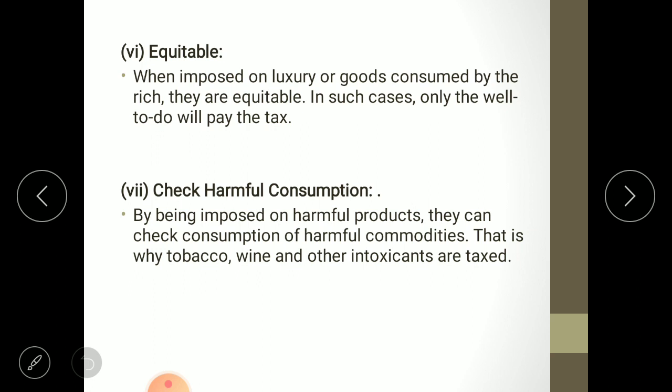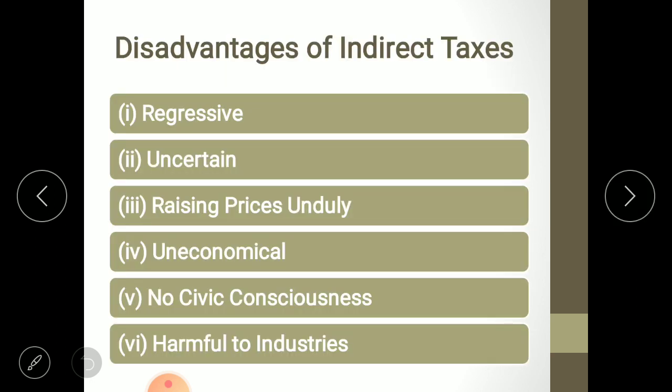So what the government generally does, in an indirect way, to reduce the consumption of harmful commodities is charge a higher tax on harmful products. Take the example of tobacco, wine, and other intoxicants. The prices of these products are very high, and what the government thinks is that when price increases, demand reduces. So because of the higher prices of harmful products, which may result in lower consumption, we can say that the government is taking care of the health of the people. So this is all about the advantages of indirect taxes, and now we are moving towards the disadvantages of indirect taxes.